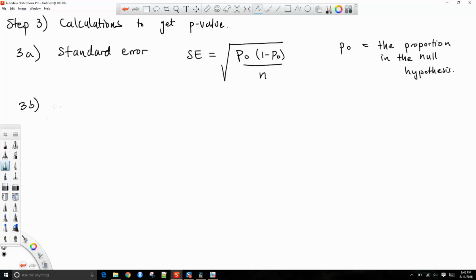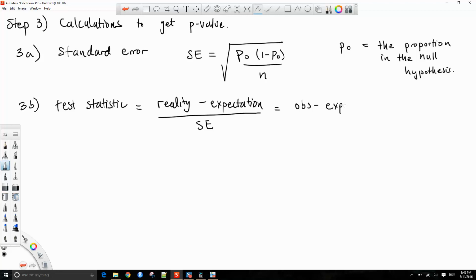Okay, once you have your standard error, then you're going to get your test statistic. The test statistic is the difference between the reality and the expectation divided by the standard error. Okay? Or we might say observed minus expected. No, let me write that out. Observed minus expected divided by the standard error, okay?